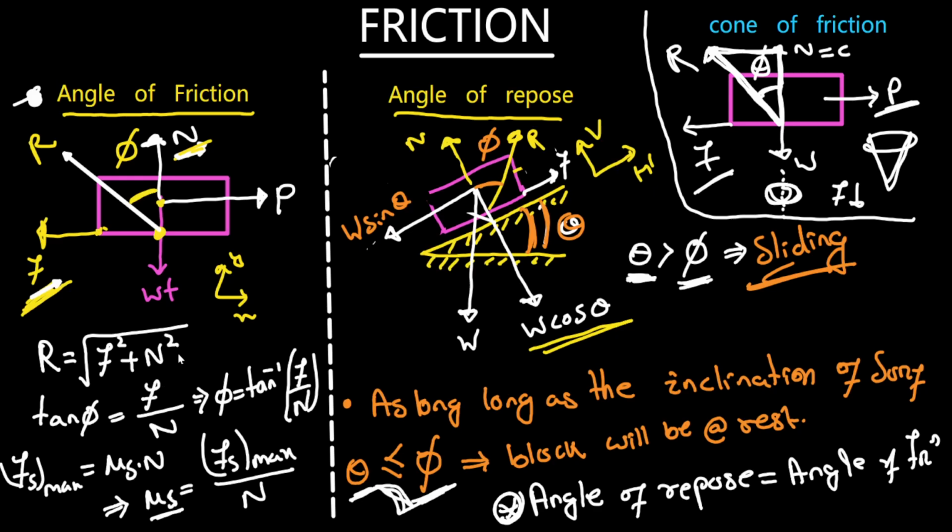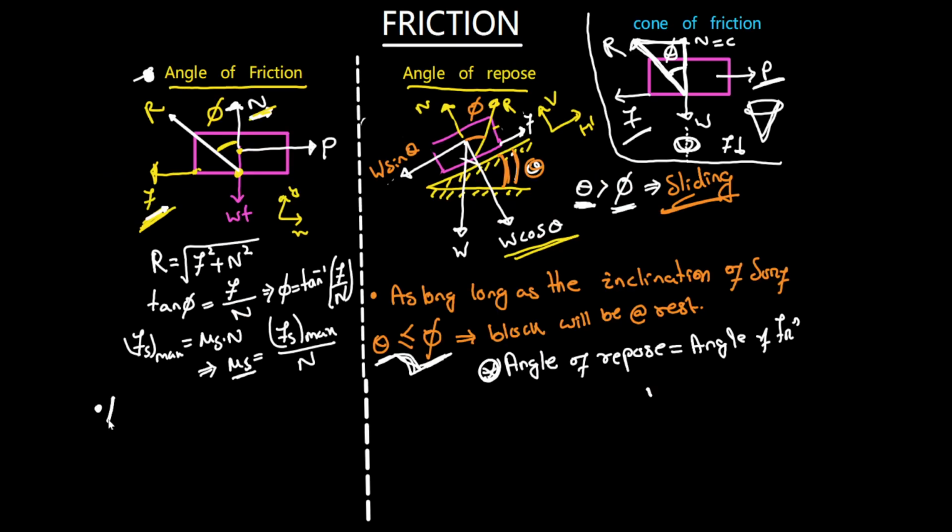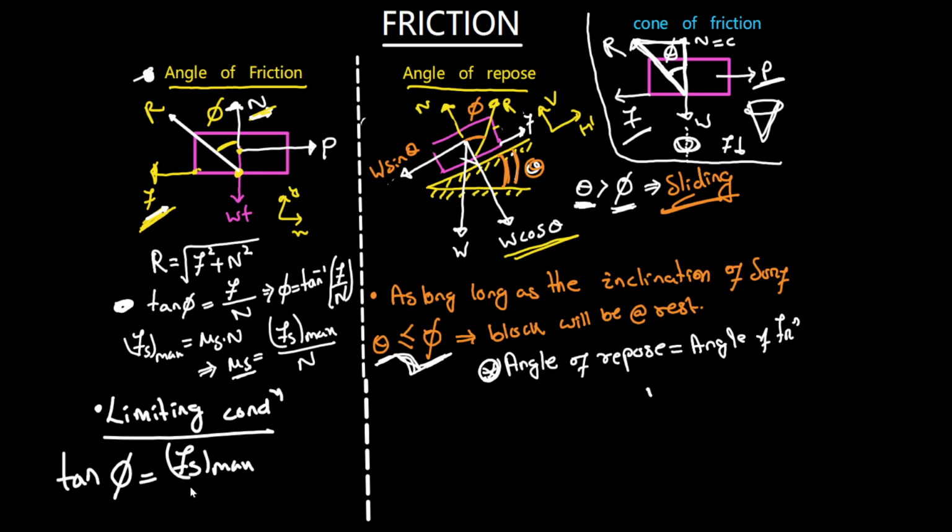If you take the impending condition, this F will be F maximum. If I'm taking the limiting condition, see, the angle of friction value we calculated like this: phi is equal to tan inverse F by N, the frictional force by N. For the limiting condition, the friction Fs will be Fs maximum, mu s into N. So tan phi is equal to Fs maximum by N. We know Fs maximum by N is equal to mu. So for the limiting condition, I'm getting tan phi is equal to mu.